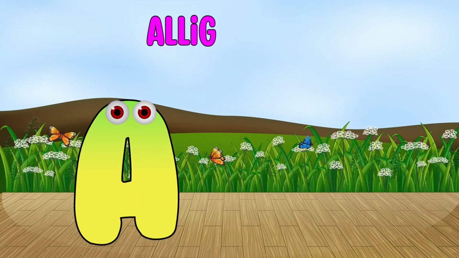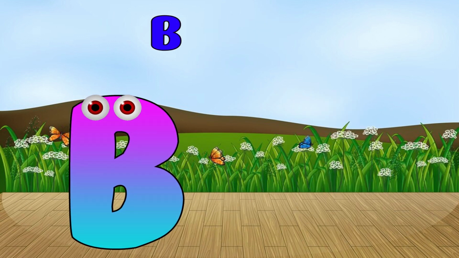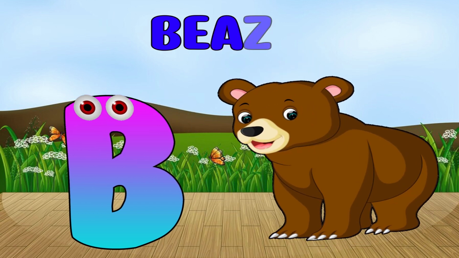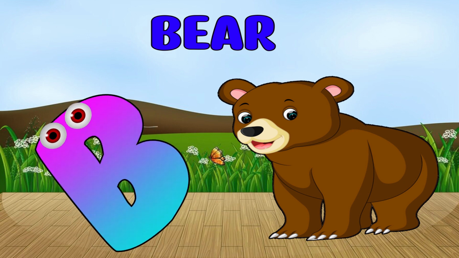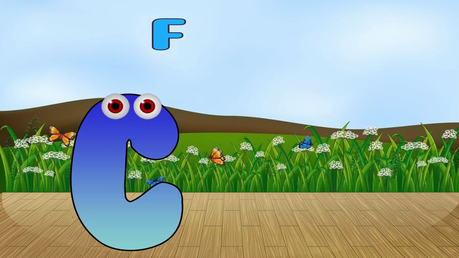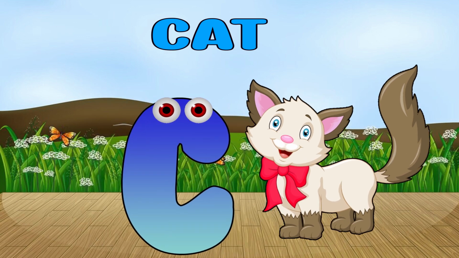A is for alligator, ah, ah, alligator. A, alligator. B is for bear, b, b, bear. B, bear. C is for cat, c, c, cat. C, cat.